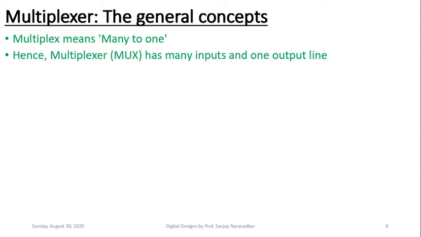So here, that second line clearly speaks out the definition of the multiplexer. Hence multiplexer, in short written as a mux, has many inputs and one output line here.